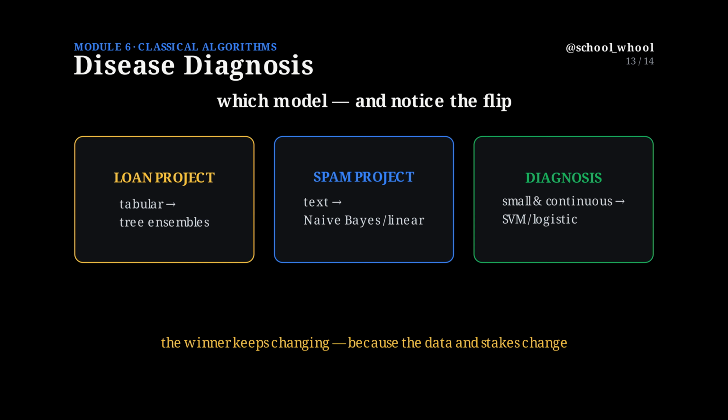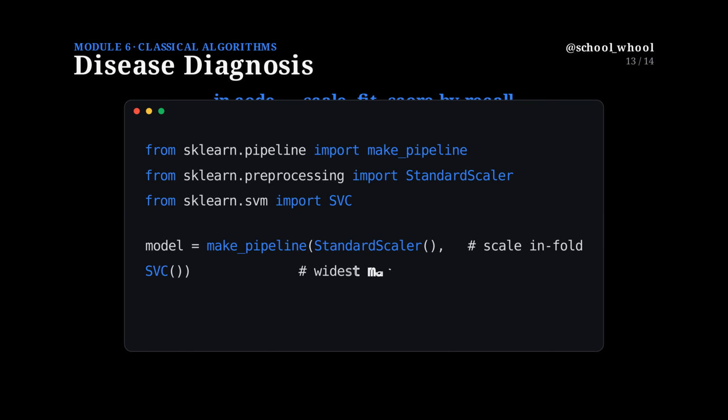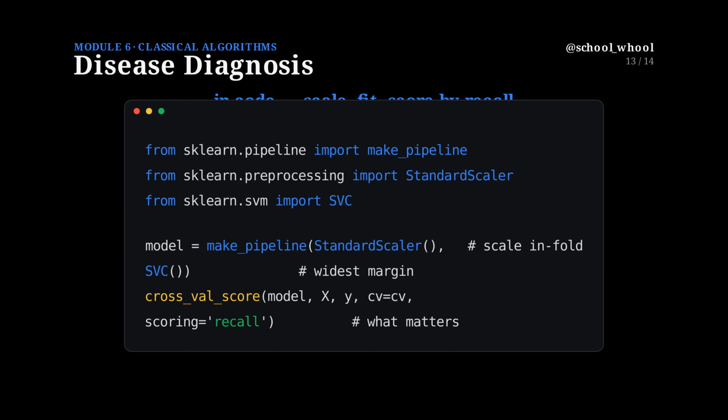In code, it is short and safe. Chain a standard scalar with a support vector classifier in a single pipeline, so scaling is learned only on the training fold, never leaking the test data. Then score it by recall. Scale, fit, measure what matters.